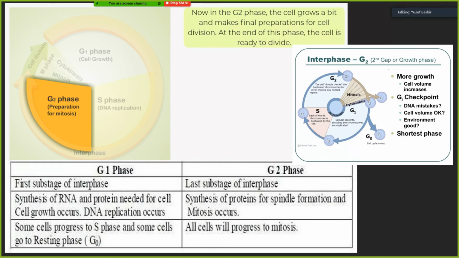Okay. DNA mistakes, cell volume, and environment. So there's another checkpoint in G2, and it's making sure that we're ready to go to mitosis. If that checkpoint passes, then the cell goes into mitosis.